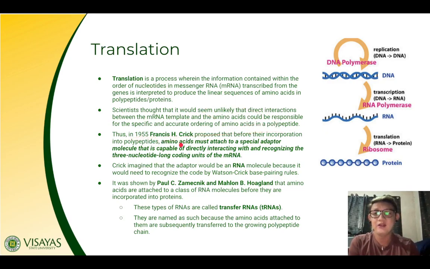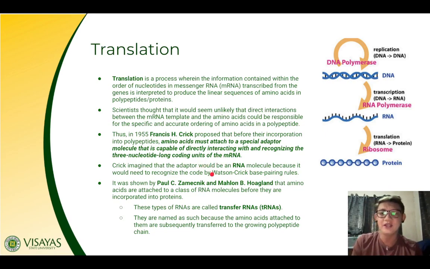Thus, in 1955, Francis H. Crick proposed that before their incorporation into the polypeptides, amino acids must attach to a special adapter molecule that is capable of directly interacting with and recognizing the three nucleotide long coding units of the messenger RNA, because it will be impossible for the amino acids to immediately attach to each other based on the messenger RNA template. So something must act as an adapter to which the amino acids will be attached first.